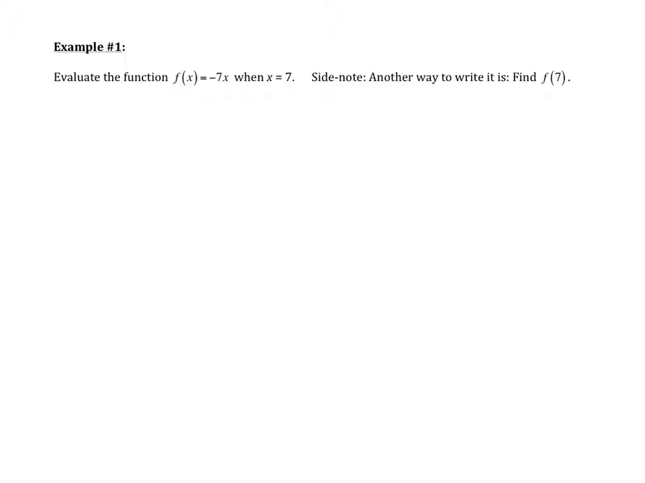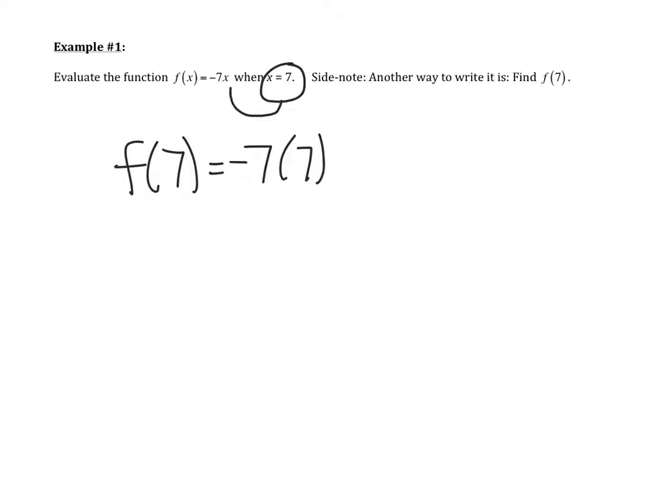Example number 1, evaluate the function f of x equals negative 7x when x equals 7. Notice I put a side note in here and it says another way to write it is find f of 7. So notice that they are replacing the x inside of that with a 7, meaning you should substitute 7 in for x. So f of 7 is how I'd write that, is equal to negative 7 times 7. So again, I'm just taking this 7 and replacing the x in the equation with 7. So f of 7 would equal negative 49.